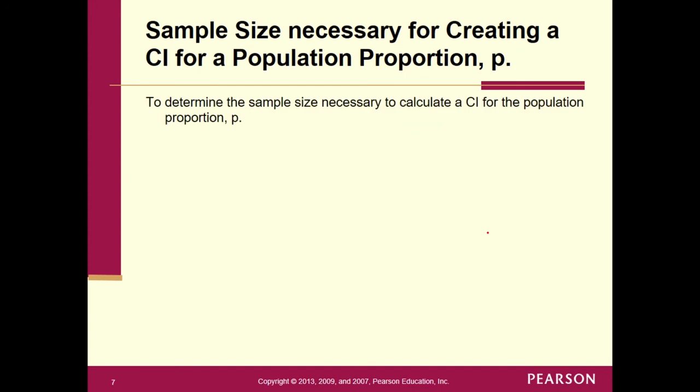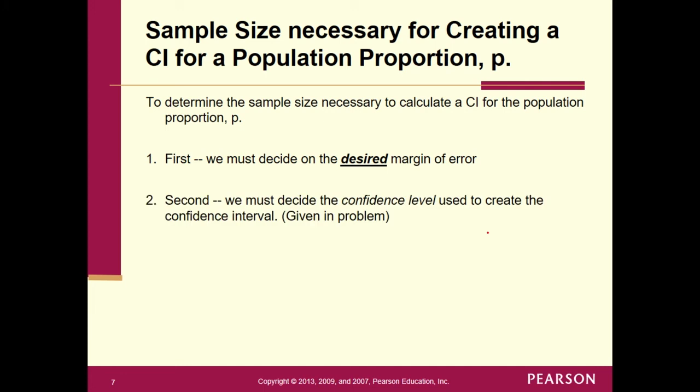So to determine the sample size necessary to calculate a confidence interval for the population proportion P, first we must decide on the desired margin of error. And second, we must decide the confidence level used to create the confidence interval. Remember how that's given to you in the problem? As a researcher, we would have to decide on that, but hopefully we don't go against the industry standards. In the problems that we're going to do here, that'll be given to us in the problem. We don't have to guess at it.